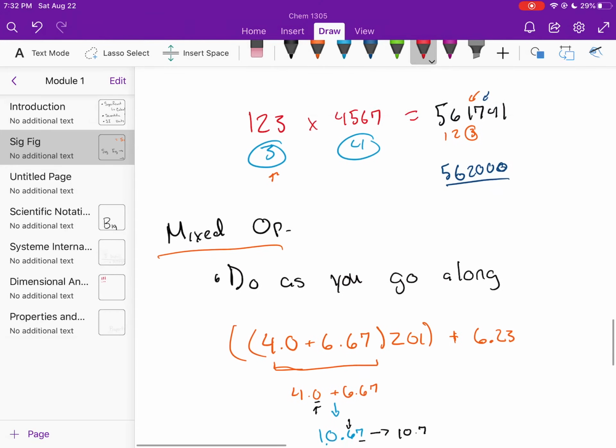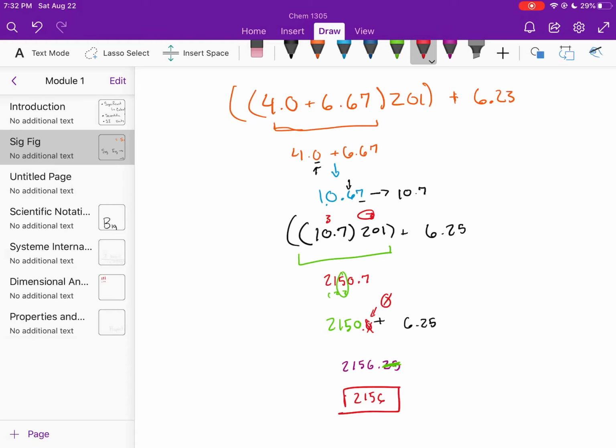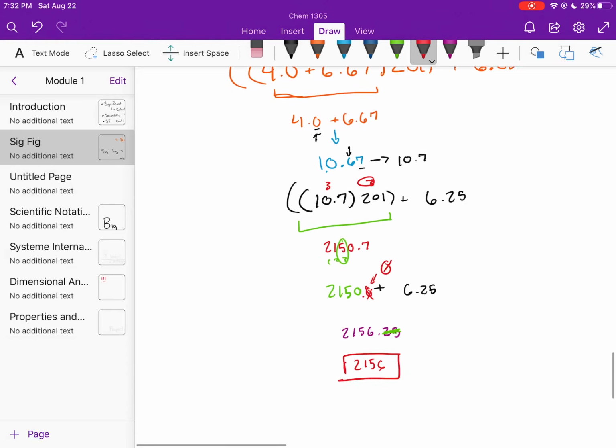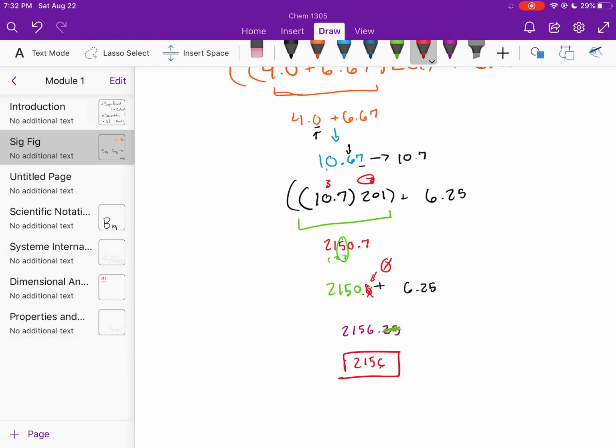Right, and again, mixed operations are pretty easy once you break it down step by step. But that should be the end of this video on significant figures.